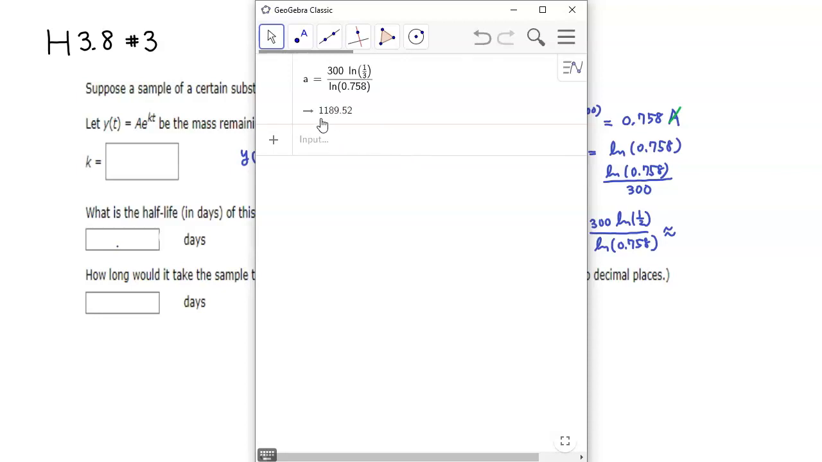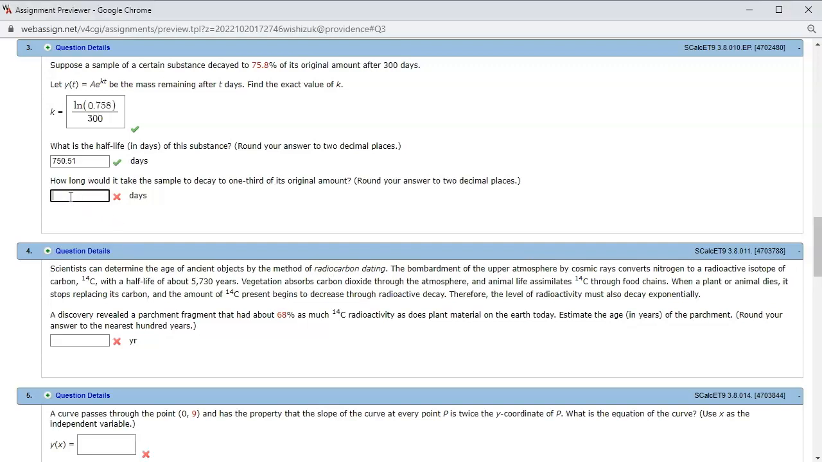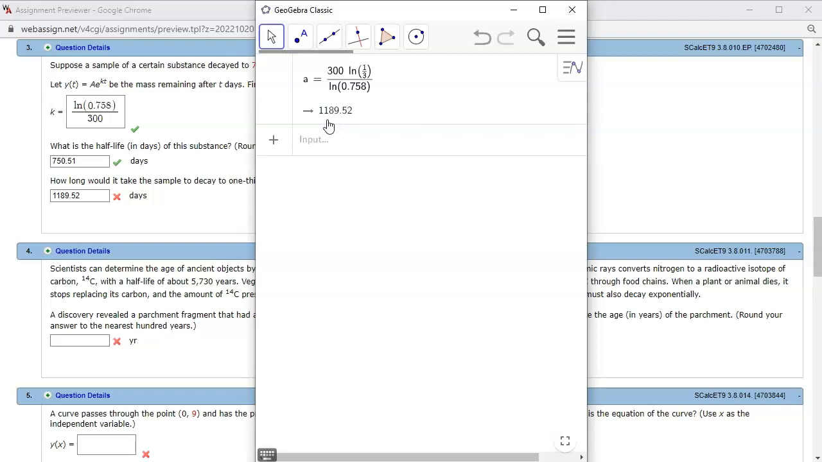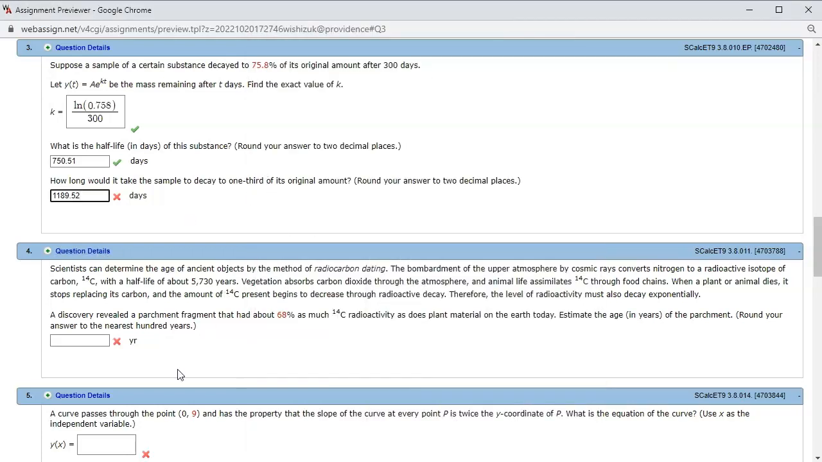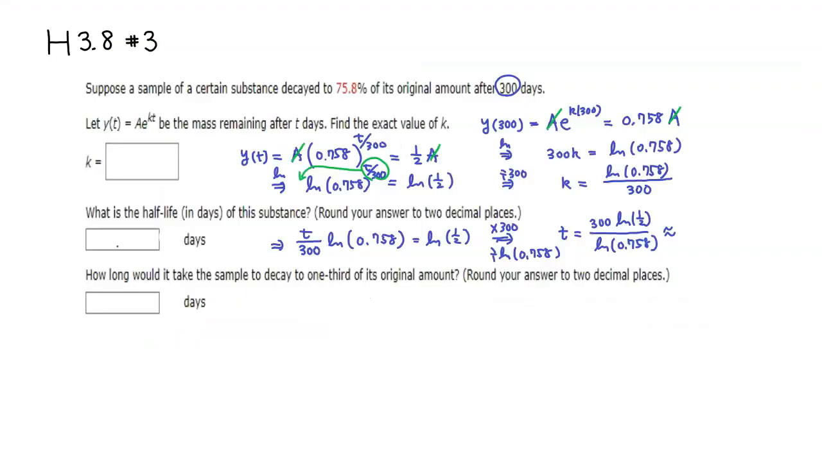So we have 1189.52. Let's type it in. What we got was 1189.52. I forgot what it was, so I'm going to open it up: 1189.52. So that's right. Let's check the answer. It came back, and it looks like we got this one correctly as well. That's it. I hope that this was clear.